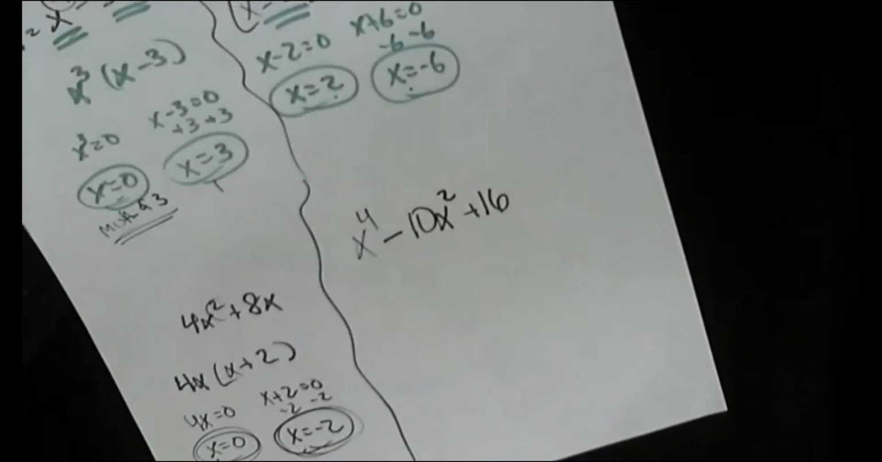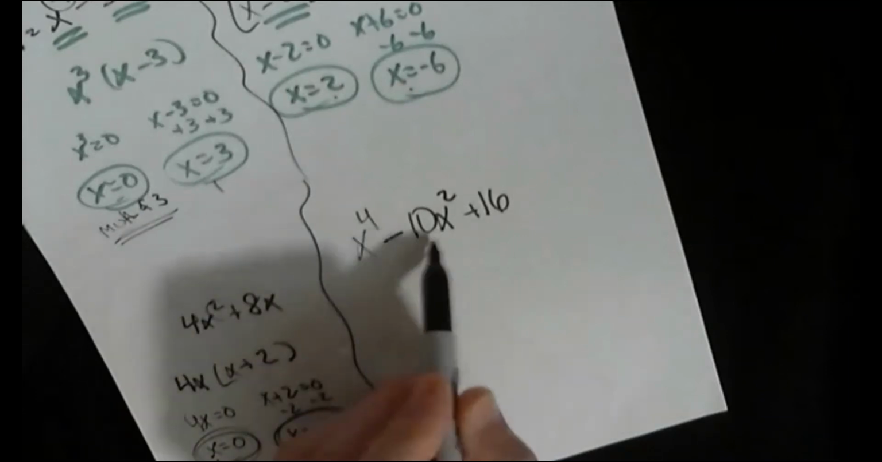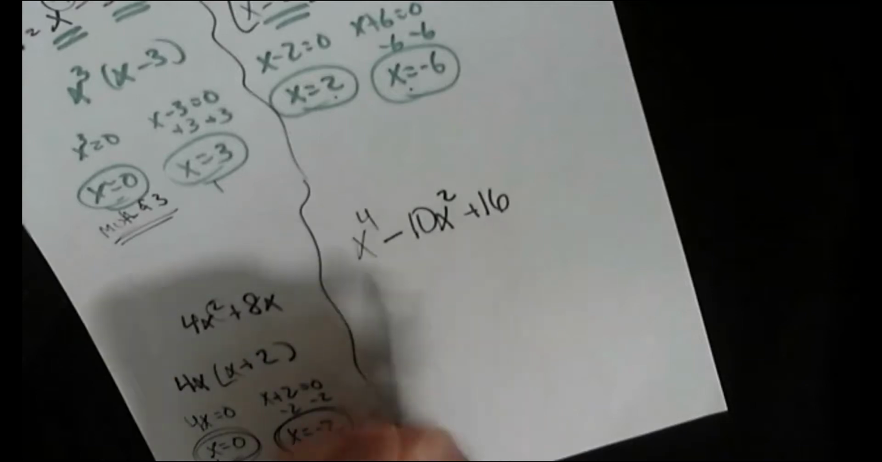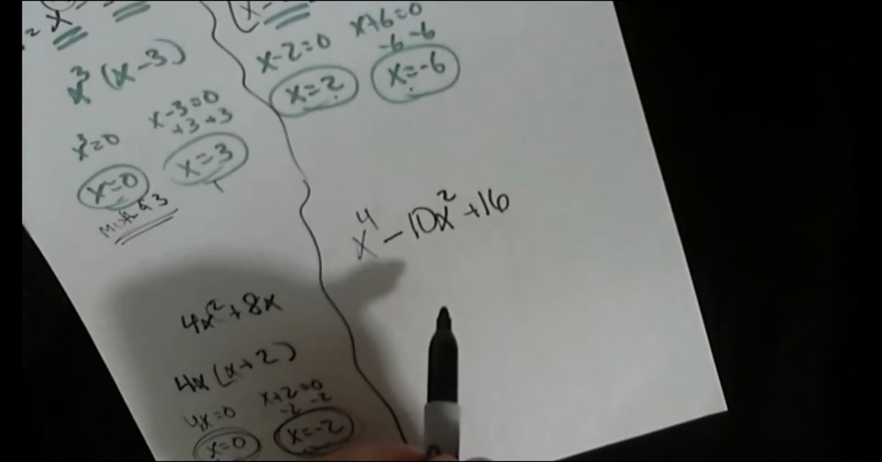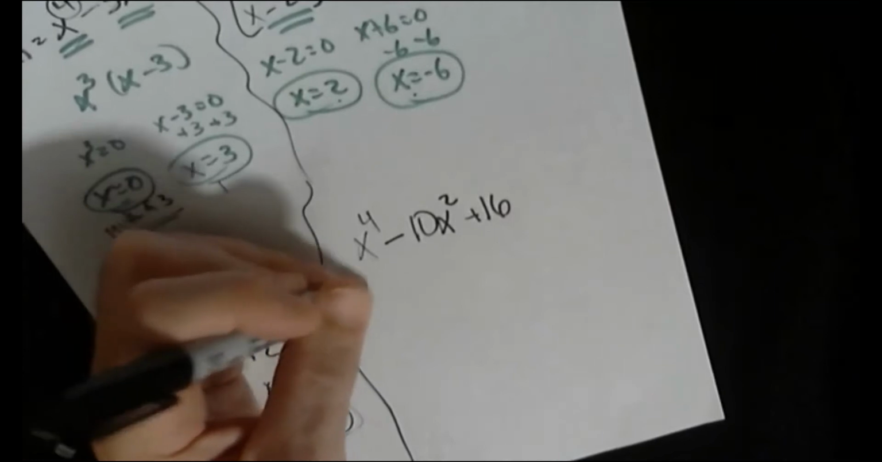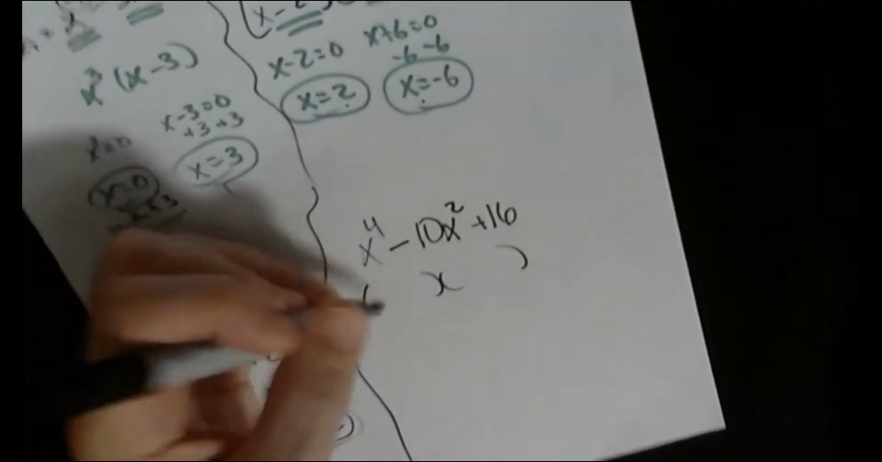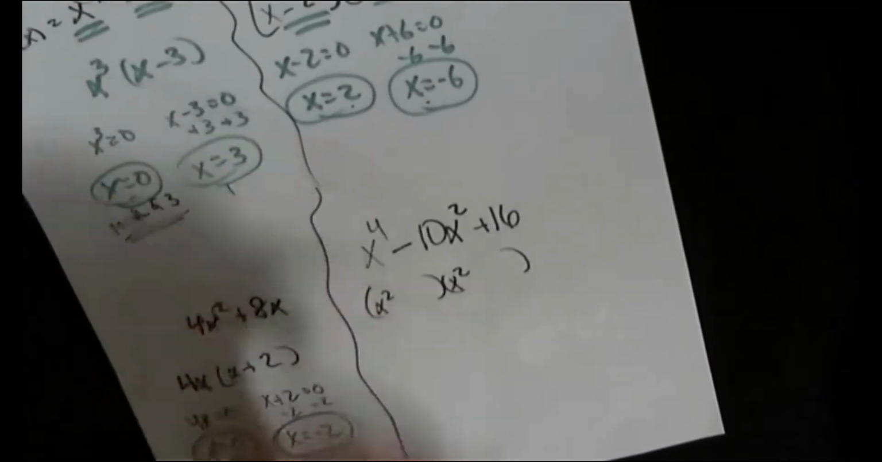Okay, again with 3 terms, so we have x to the 4th minus 10x squared plus 16. So again, we have a 3-termed polynomial. We need to find our zeros, so we're going to solve by factoring. X to the 4th would be x squared times x squared.